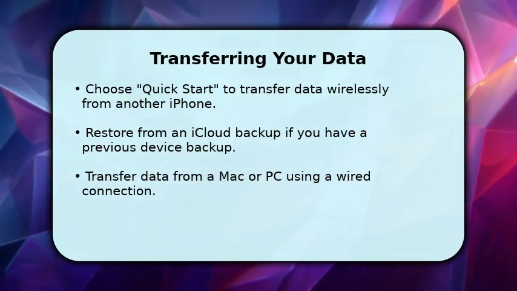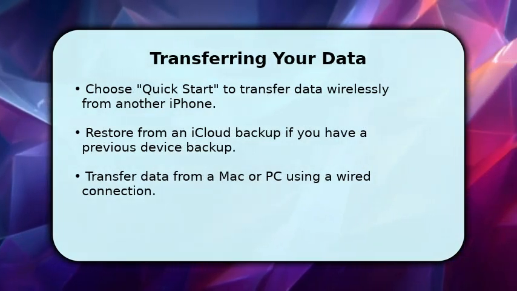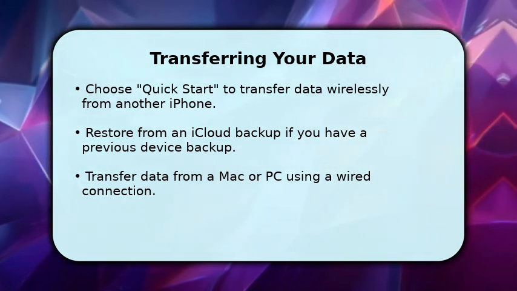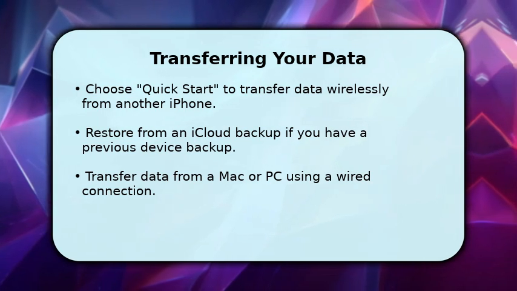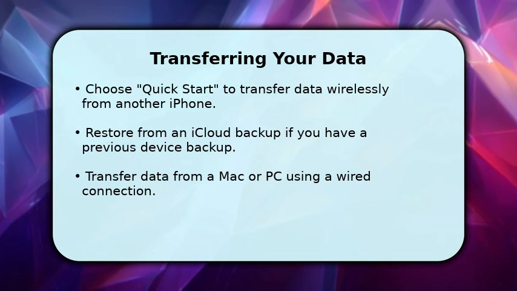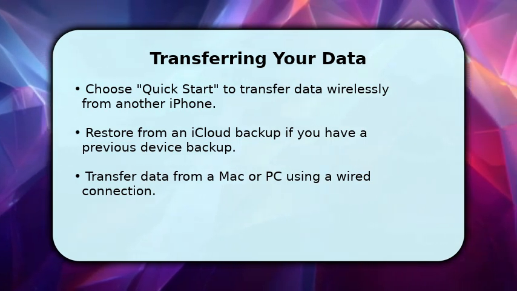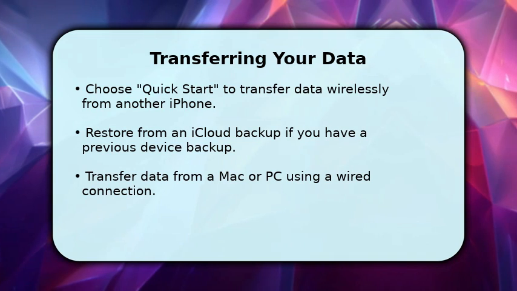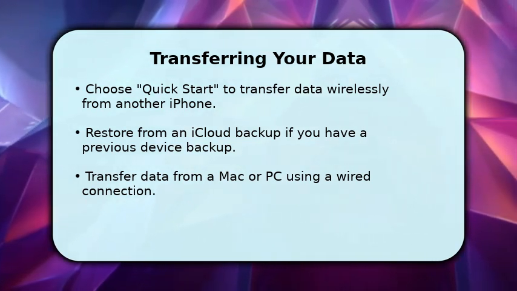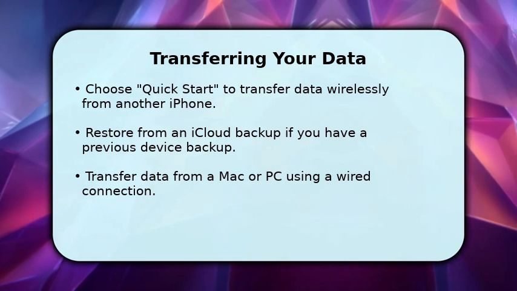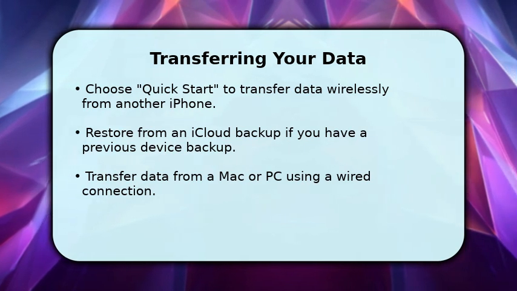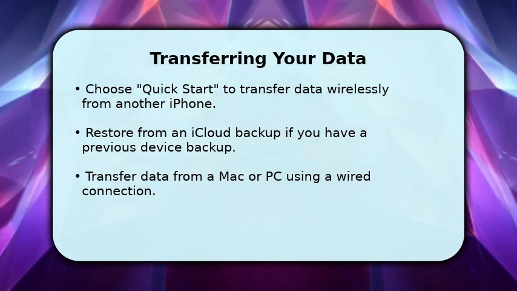Now let's talk about transferring your data. If you have another iPhone nearby, you can use Quick Start to wirelessly transfer your app's data and settings automatically. Simply place your old iPhone next to the new one. Alternatively, you can restore from an iCloud backup, which is a great option if your previous device was backed up to the cloud. For those coming from an Android device or wanting a wired transfer, you can move data from a Mac or PC. Or choose Don't Transfer Apps and Data for a completely fresh start.